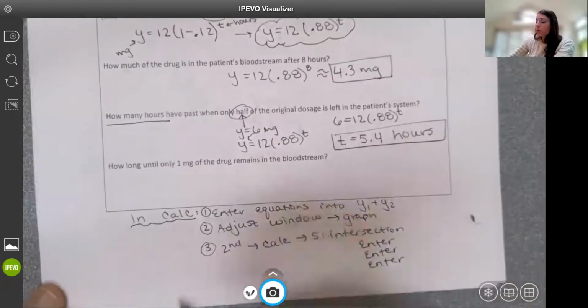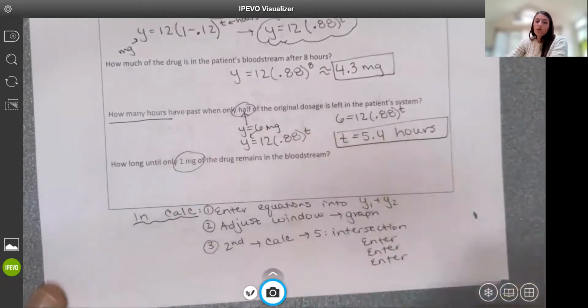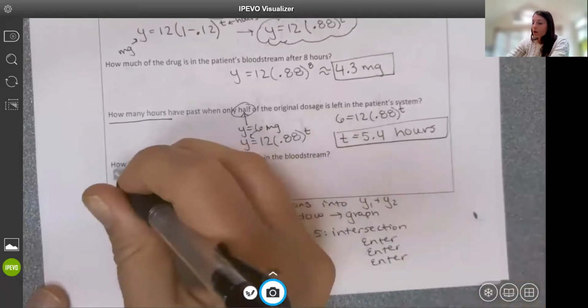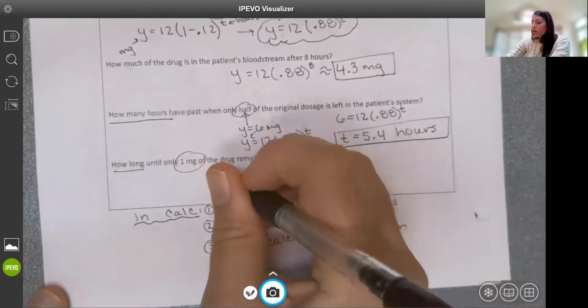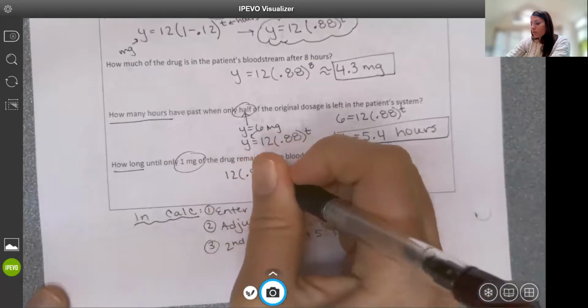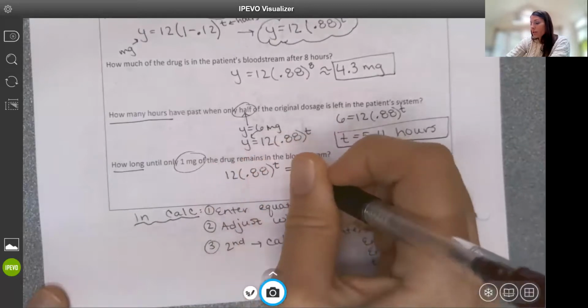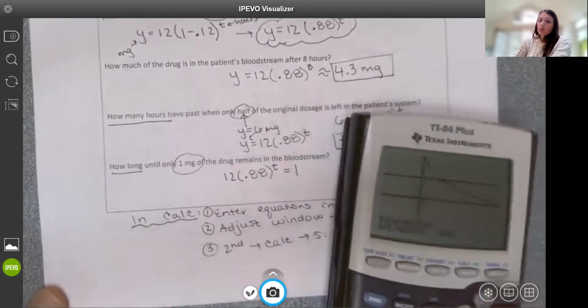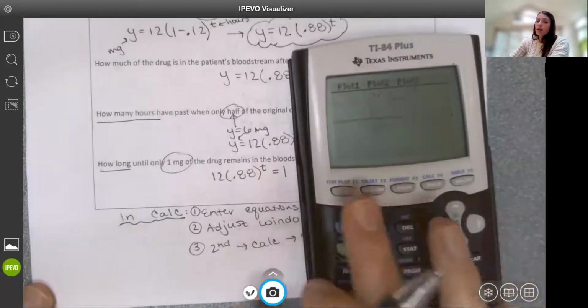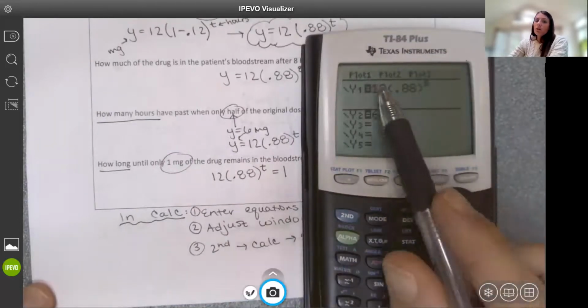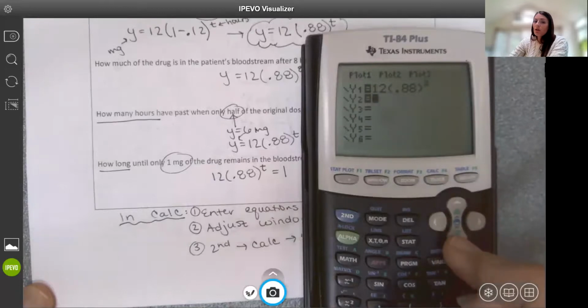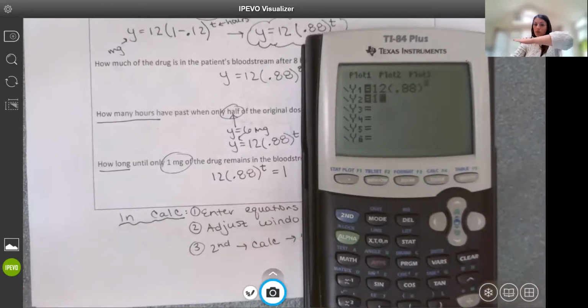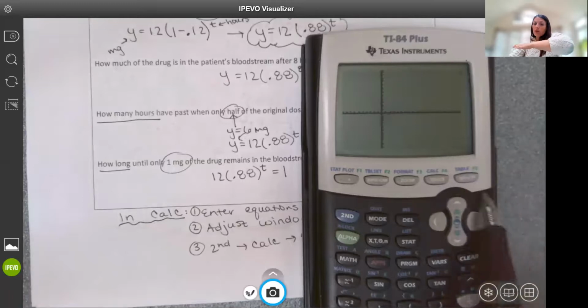Okay. And the next question is really similar. It says, how long will it be until there's only 1 milligram of that drug remaining in the bloodstream? How long? What's the time period? So here's my function. Now I want to know, when does it equal 1? Well, I can't solve that with base matching. So in my calculator, I'm going to have my function. I'm going to have another equation, a horizontal line where we're at 1. Get my graph again.